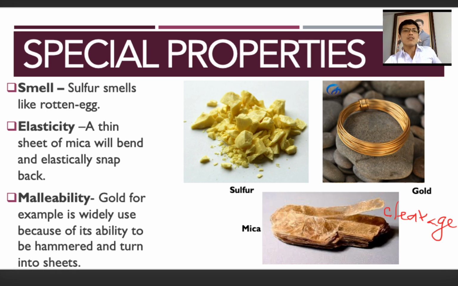Next, malleability. Gold, for example, is widely used because of its ability to be hammered and turned into sheets. That's why you can see this one. This is also a good conductor. That's why it's used mostly in wires. For example, in computers, you have this one, gold.